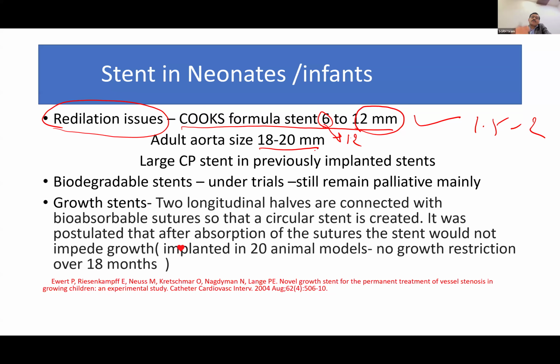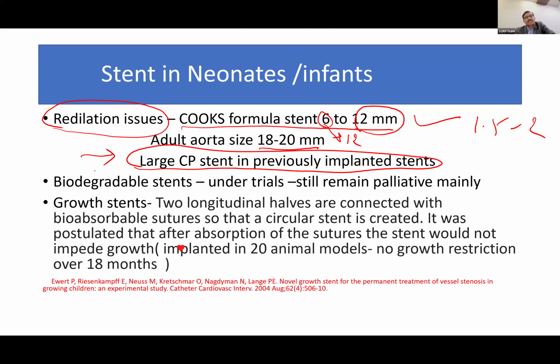Then in future, you may break this stent and put a large stent, a CP stent. But the stents may or may not break. It's not necessary that you can break the stents. So a large CP stent in previously implanted stents is a possibility, but not a surety. So this method of Cook's formula stent, putting an 8 mm stent, may not be a valid answer. Then biodegradable stents are under trial, mainly palliative, because they will degrade, and then if the recurrence happens, you have to do the procedure again.